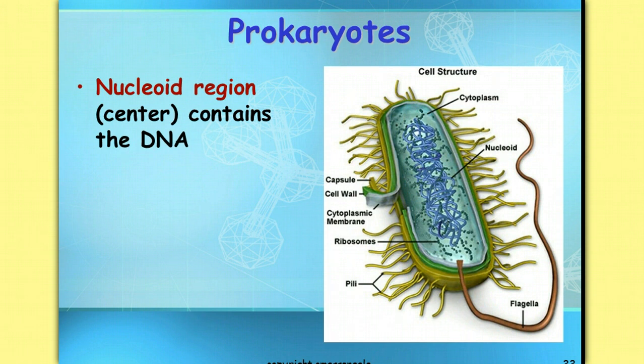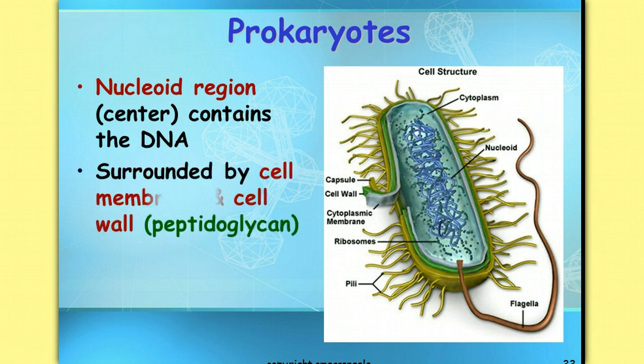Instead, they have what's called a nucleoid region. Okay, so in the center of that cell, you can see all that DNA, and it's one big circle, but it's almost balled up like yarn, so you can't really tell where the start is or where the end is. That's what they consider the nucleoid region, okay? It's surrounded by both a cell membrane and a cell wall, which contains a very special compound called peptidoglycan, and we only find that in bacteria, in these prokaryotic cells.